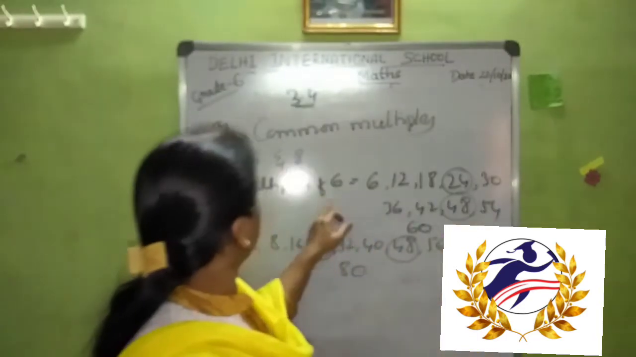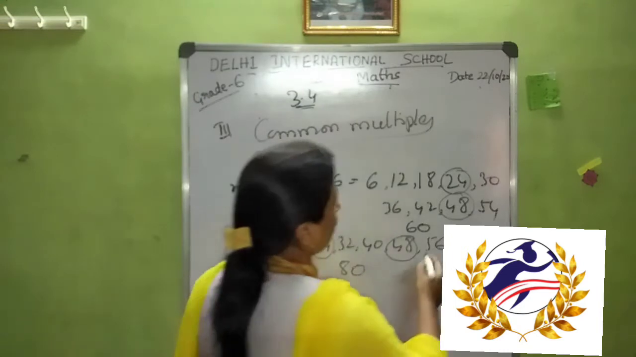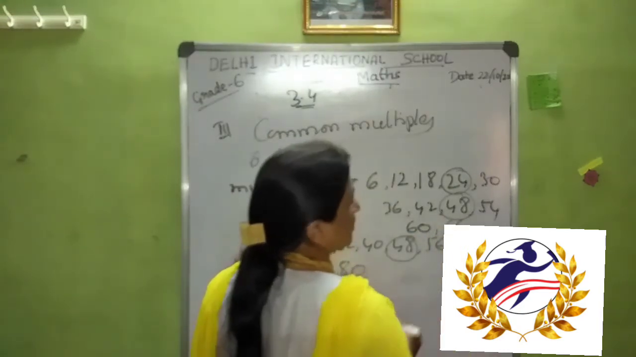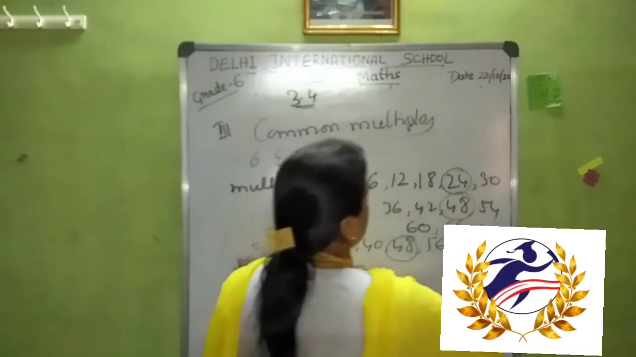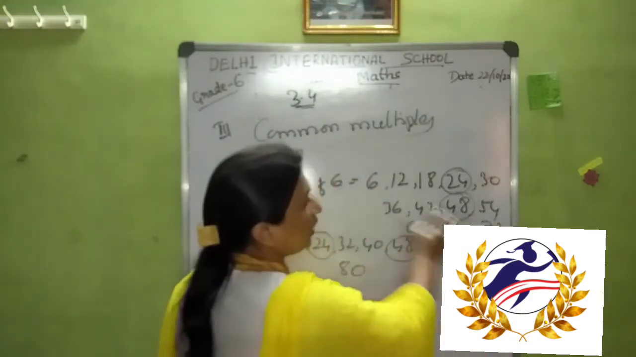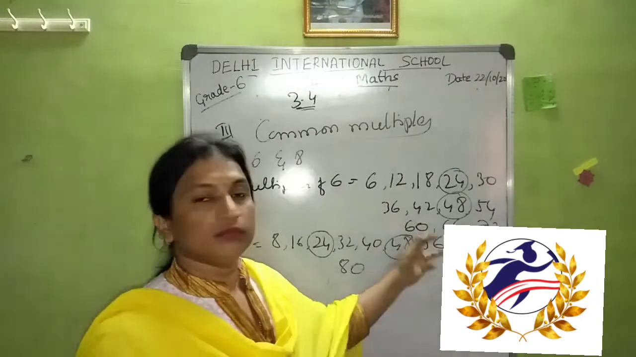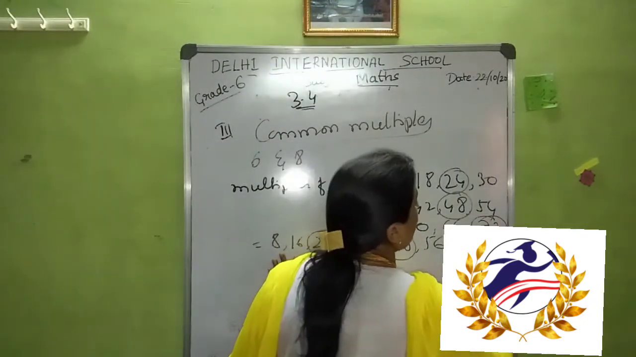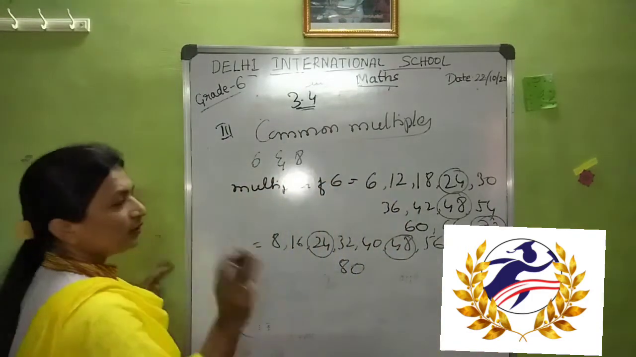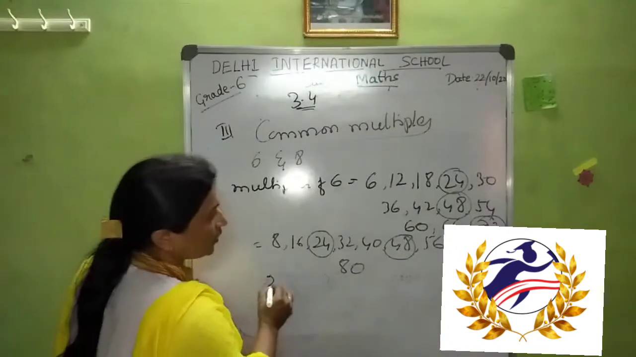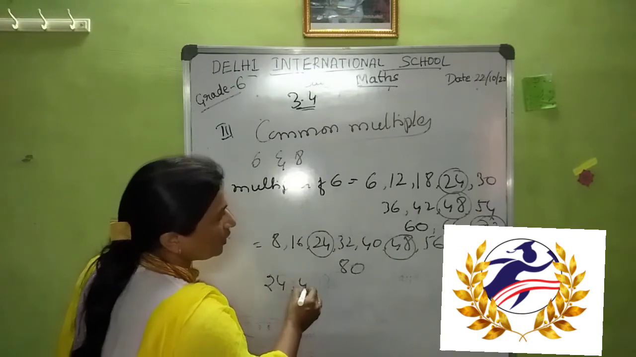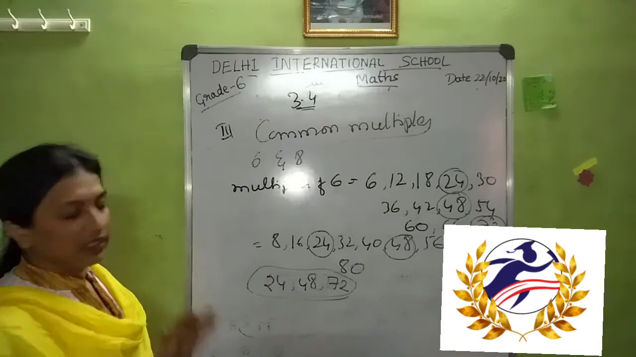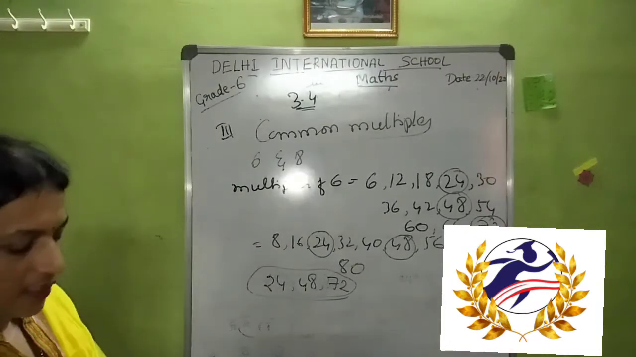Then here for 6 we need to write some more. 6 11s are 66, isn't it? 6 12s are 72, isn't it? Like that we need to write. I got one more multiple. That's why they have asked for 3 common multiples. First one is 24, second one is 48, and third one is 72. So these 3 are the common multiples of 6 and 8.